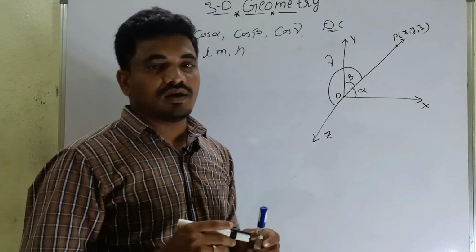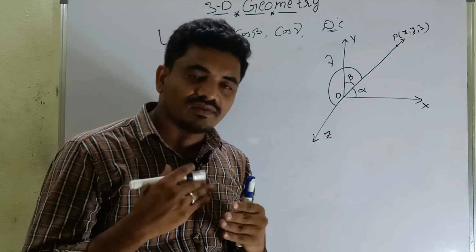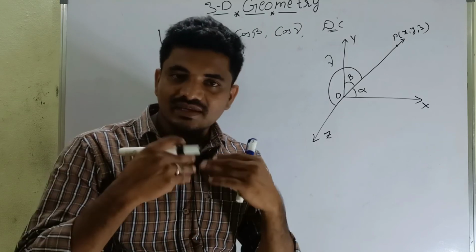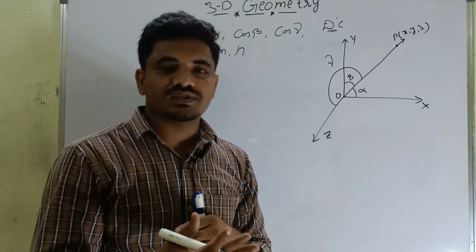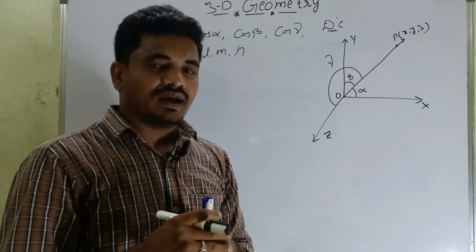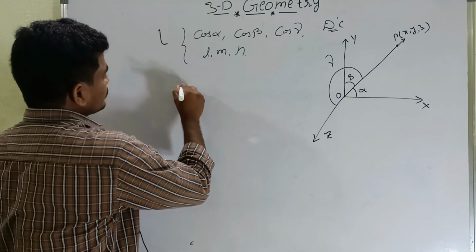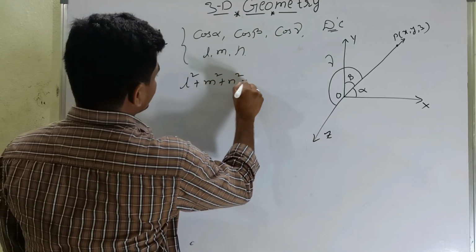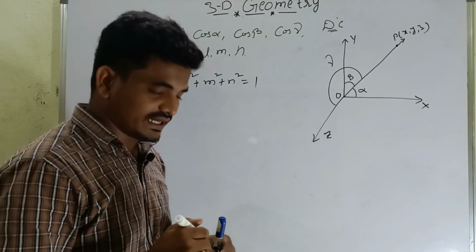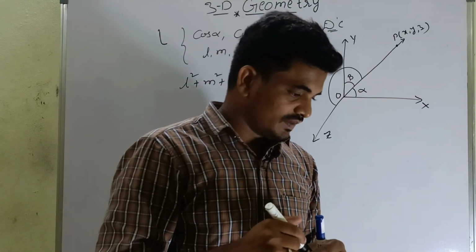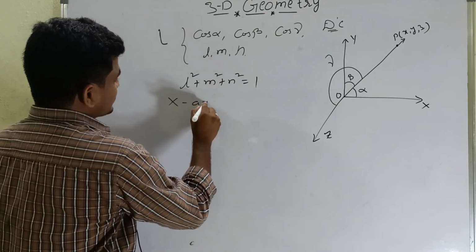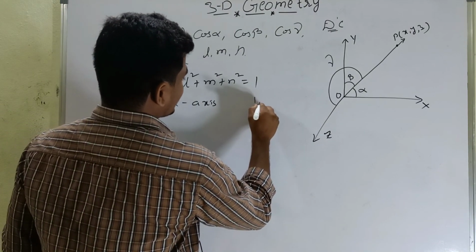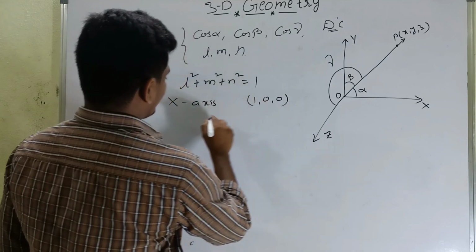Okay. Direction cosines are equal for parallel lines. If the lines are parallel, then the direction cosines are equal. And next, we know l square plus m square plus n square equals 1. On the x-axis, the direction cosines are 1, 0, 0.